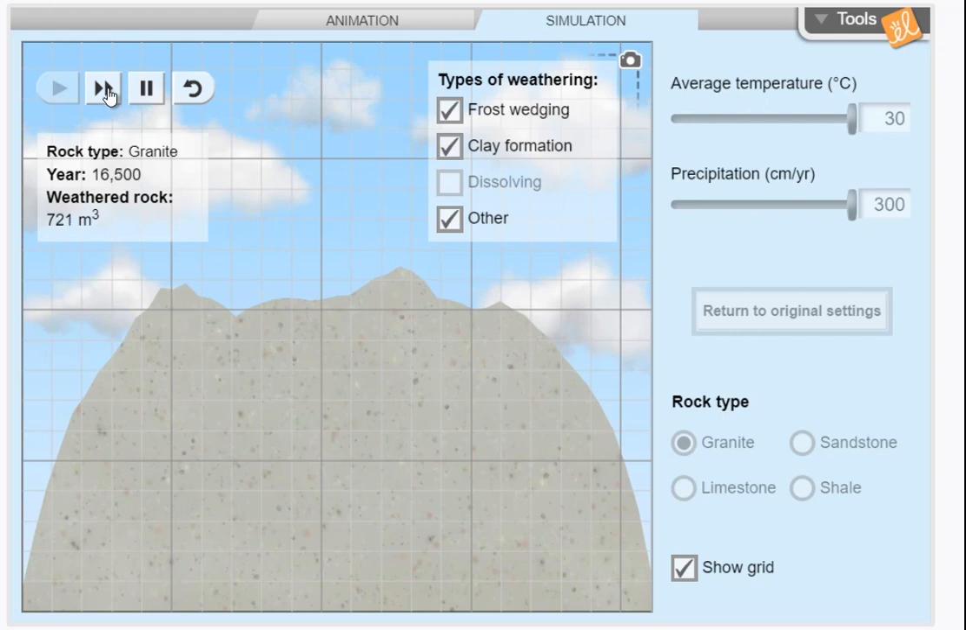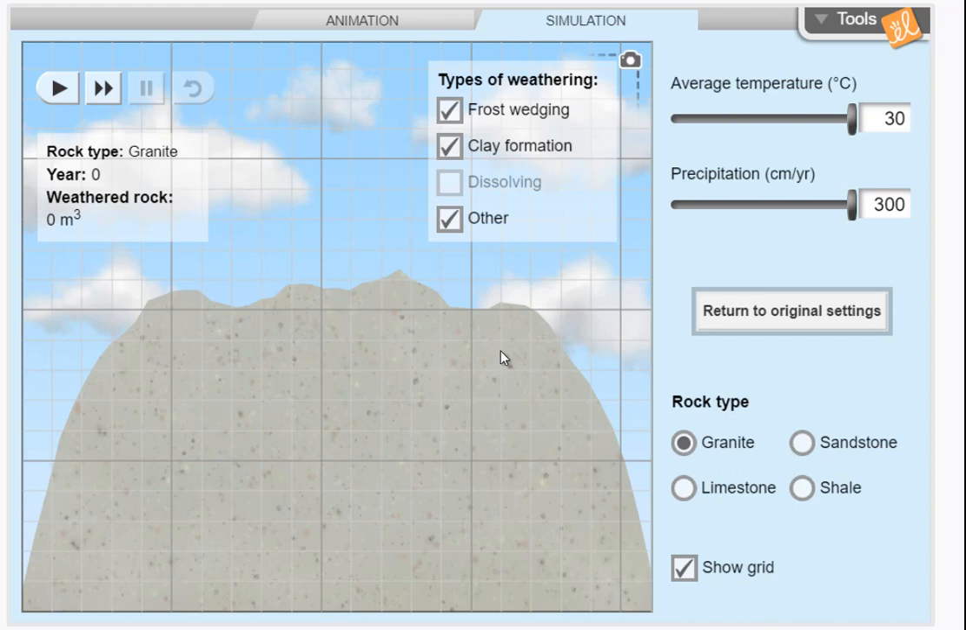Okay, so I'm going to hit the fast speed, and now you can really see it moving. Look how fast the years are going by. Look how much volume of rock is being weathered away. I'll just stop it right here. And at 43,000 years of time, 2,000 cubic meters of rock was weathered away. Okay? Interesting. Now I'm going to hit reset. And the mountain's back to its normal shape.